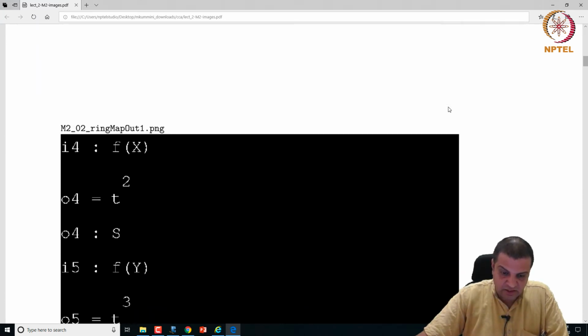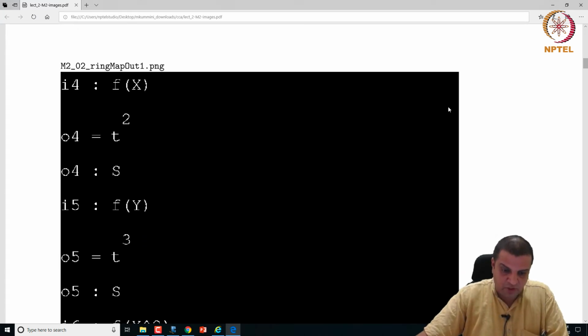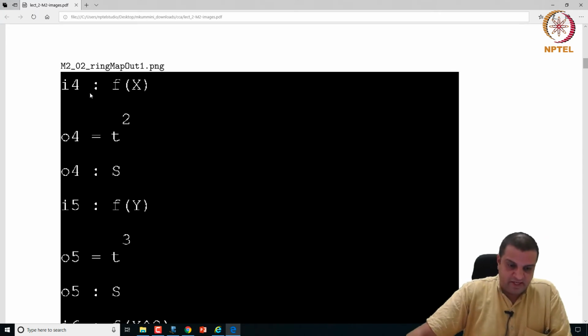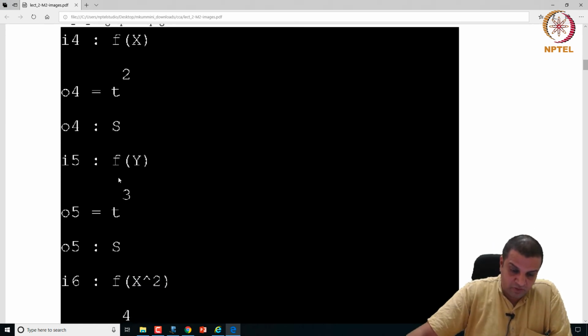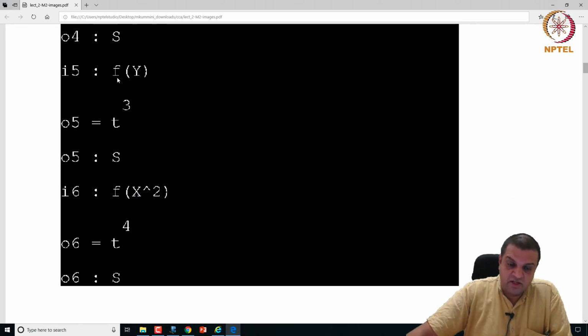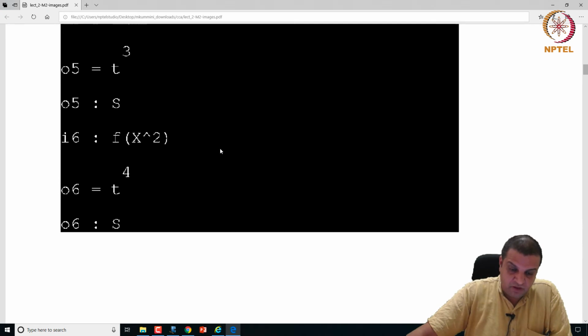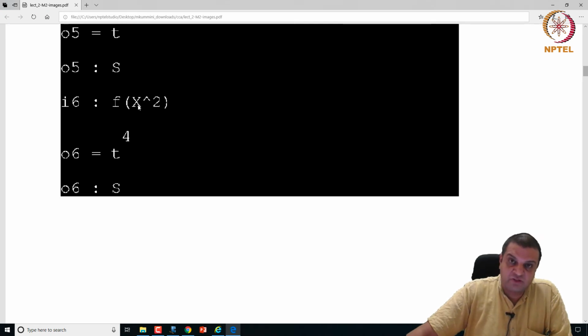So here is the screenshot of the output we are checking. We are asking Macaulay what is f of x. Then it replies t squared, an element of S. In line 5 we ask f of y. It replies t cubed, an element of S. Then we ask f of x squared. It says t to the 4, an element of S.